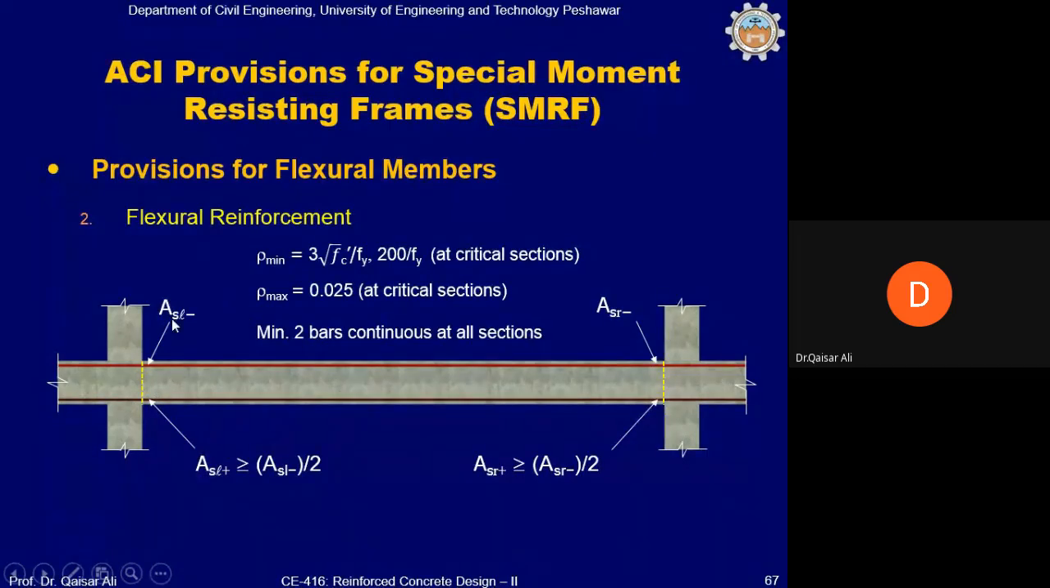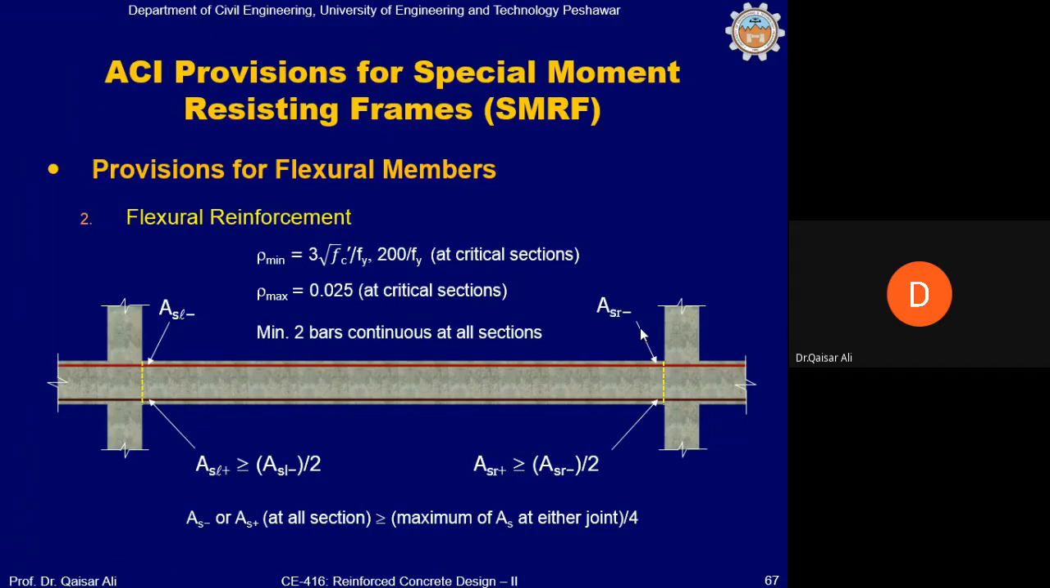This AS means area of steel, L means left side, negative means negative reinforcement. So the area of steel on the left side, positive reinforcement, shall be greater than or equal to 50% of the area of steel on the left side, negative reinforcement. Similarly, for ASR, AS on the right side, the steel on the positive side at the end of the beam must be at least 50% of this ASR.